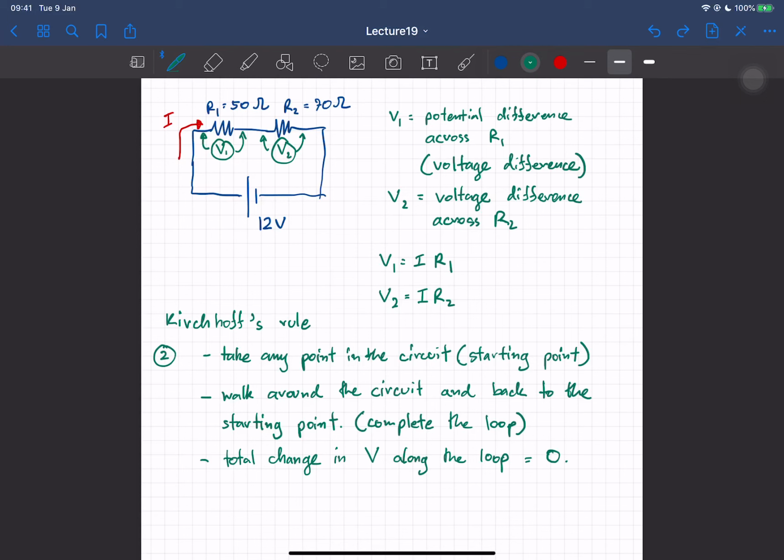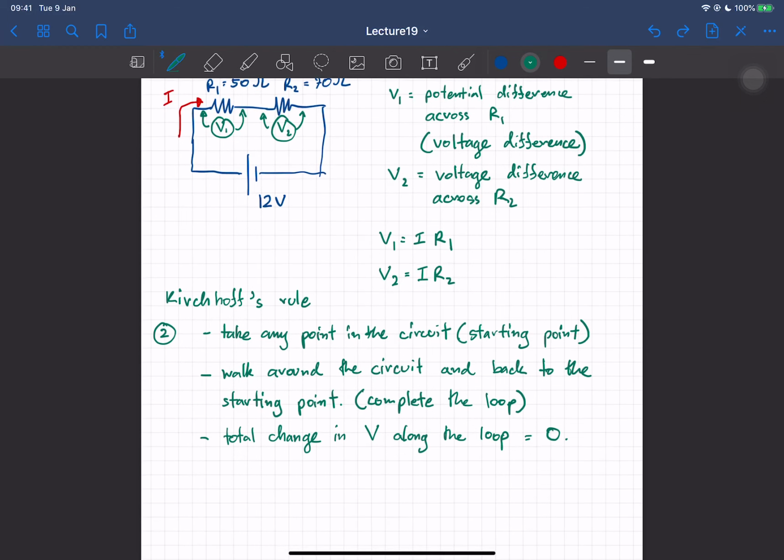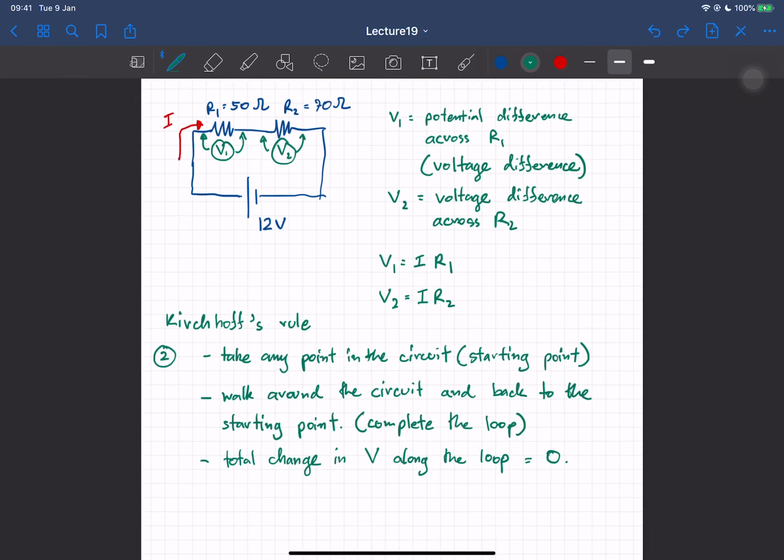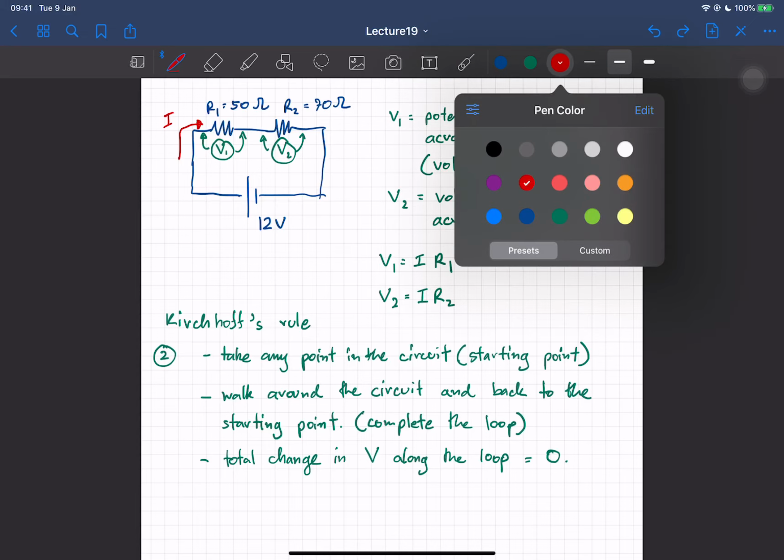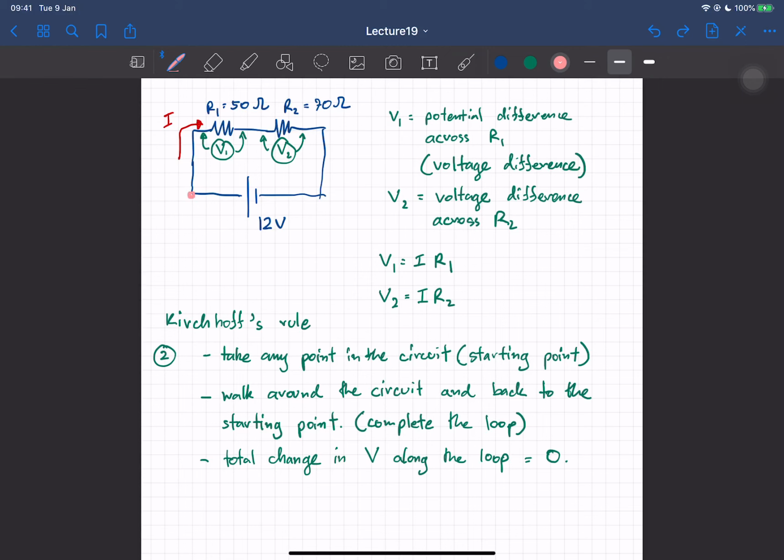So how do we use this? What we mean is this: take any point in the circuit as a starting point. Let's take this point here, in pink, as the starting point. Then we walk around the circuit and back to the starting point. We're going to walk this direction and then back here. That's going to be my loop.